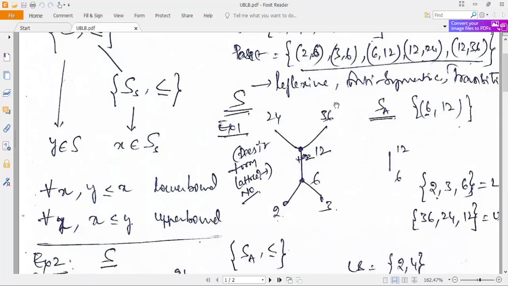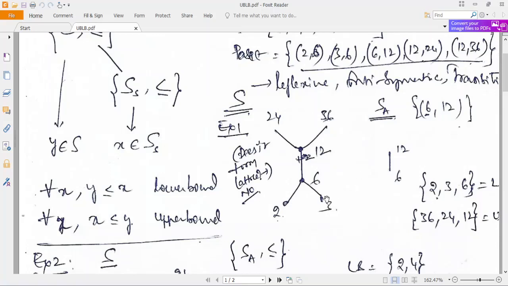So 2, 6; 3, 6. From top to bottom, the elements should decrease in order. So 2 and 3, then 6, then 6 and 12, and 12 with 24 and 36. It's a kind of division relation. So 2 can divide 6, 3 can divide 6, 6 can divide 12, like that. So this is the Hasse diagram. Now we need to calculate the lower bound and upper bound.